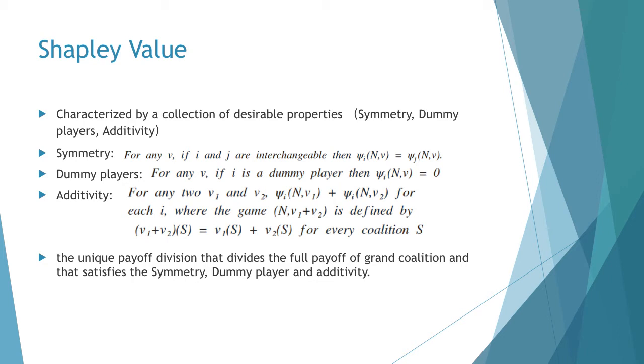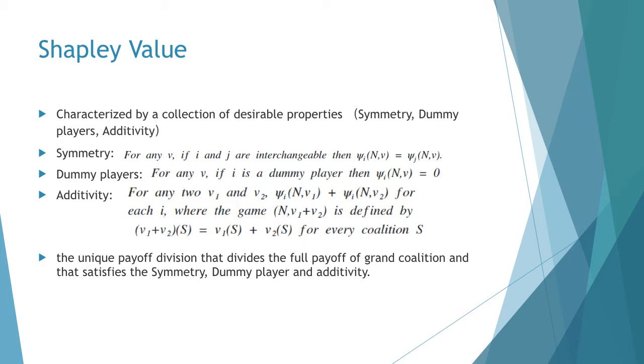Now let's look at the Shapley value. The Shapley value is a way of distributing payoffs considering the fairness. The Shapley value is actually characterized by a collection of desirable properties, such as symmetry, dummy players, and additivity. The definitions of symmetry, dummy players, and additivity are shown in the slide.